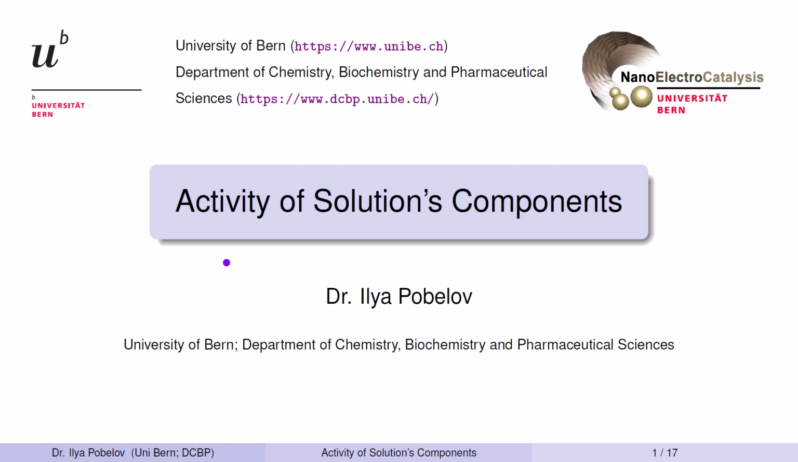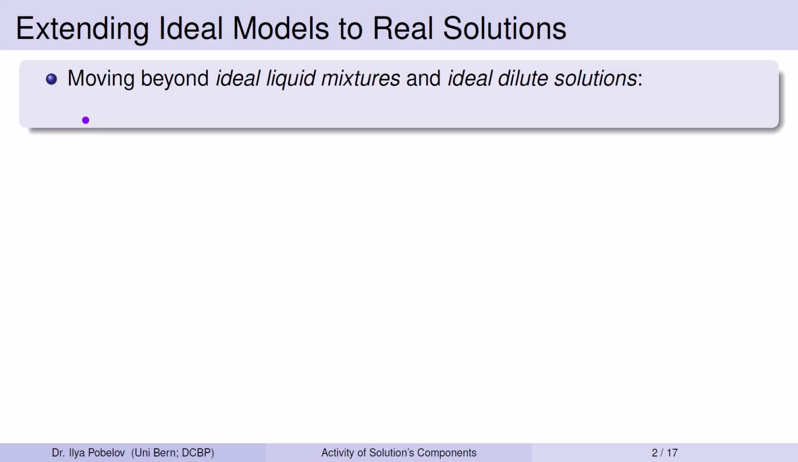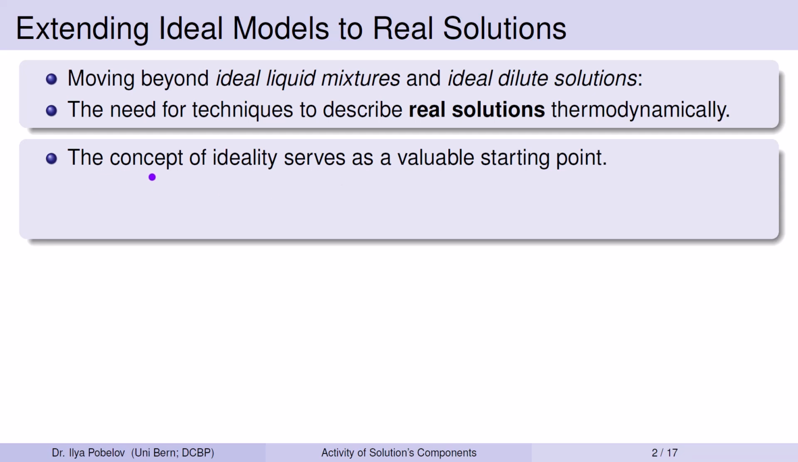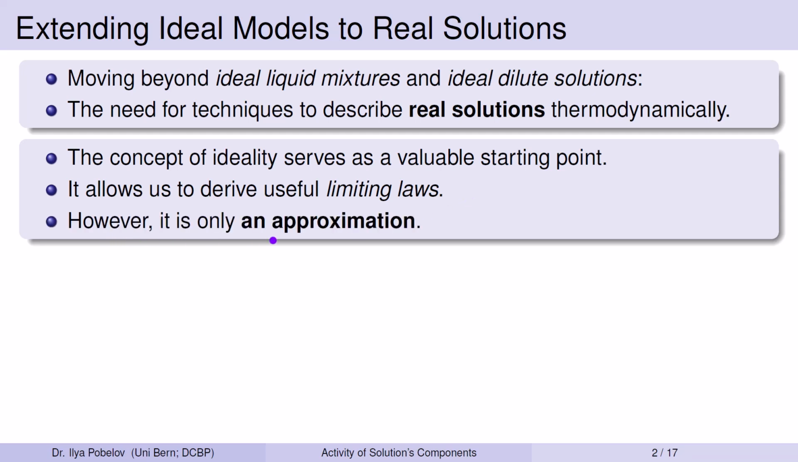In this module, we will explore how the behavior of solvents and solutes in real solutions deviates from ideal behavior and how it can be described thermodynamically. When we move beyond ideal liquid mixtures and ideal dilute solutions, we encounter the need for techniques to describe real solutions thermodynamically. The concept of ideality serves as a valuable starting point. It allows us to derive useful limiting laws. However, it is only an approximation.